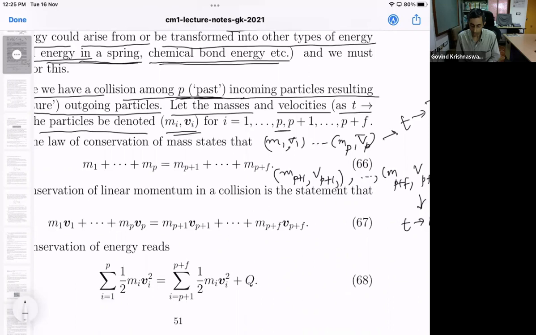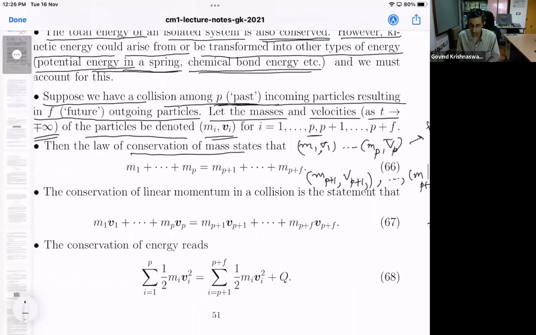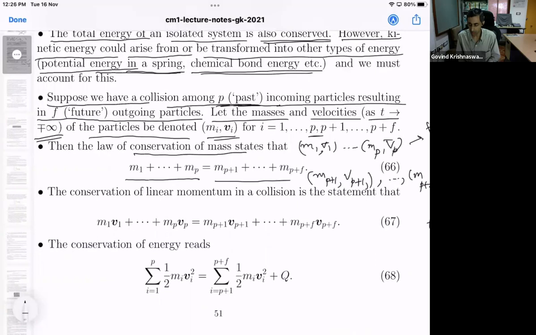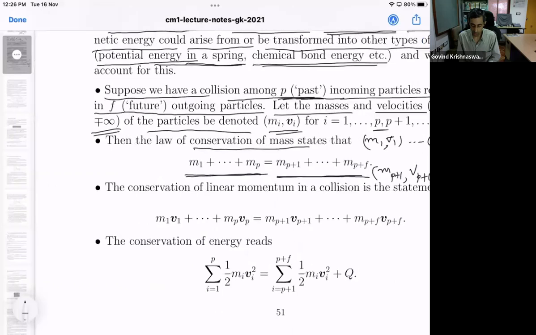Now, the law of conservation of mass states that the sum of incoming particle masses is equal to the sum of outgoing particle masses. Simple as that. M1 through MP added together must be equal to M(P+1) plus dot dot dot plus M(P+F). So if there's a collision of two particles, then M1 plus M2 must be equal to M3 plus M4, where these are the incoming and these are outgoing. This is the conservation of mass.